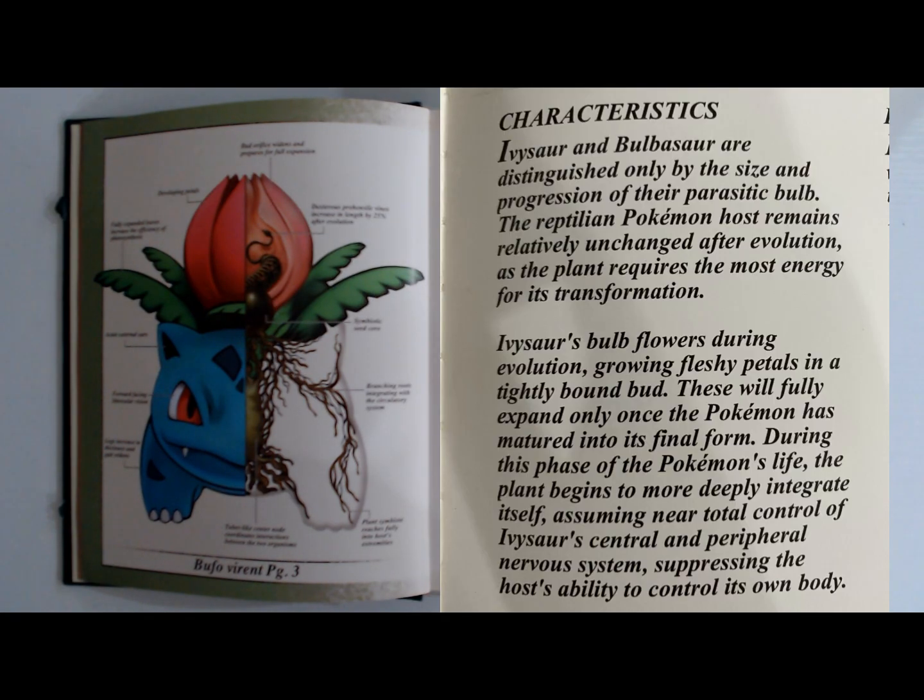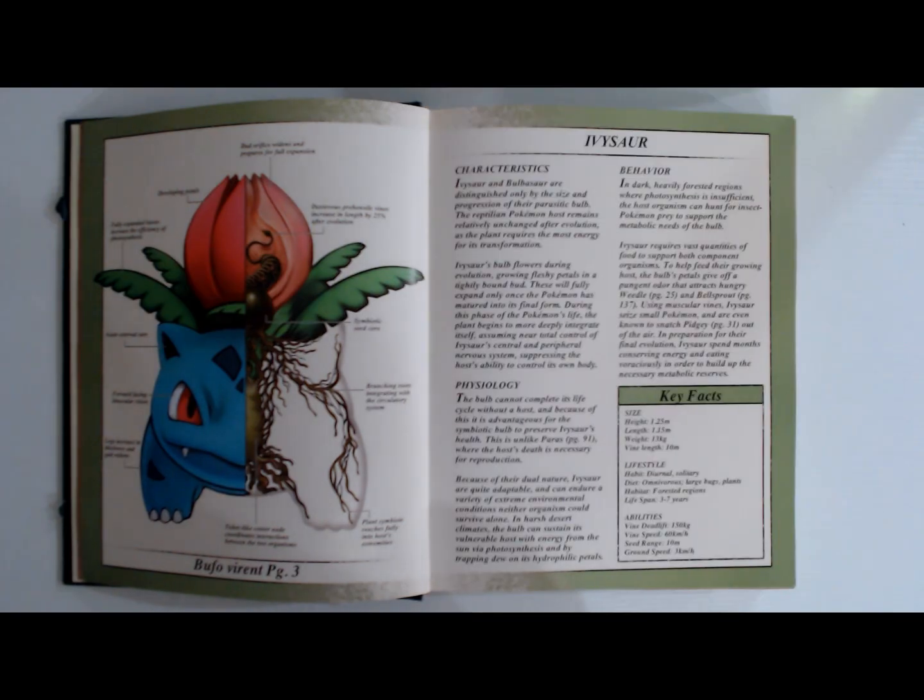Ivysaur's bulb flowers during evolution grow fleshy petals in a tightly bound bud. These will fully expand only once the Pokemon has matured into its final form. During this phase of the Pokemon's life, the plant begins to more deeply integrate itself, assuming near total control of the Ivysaur's central and peripheral nervous system, suppressing the host's ability to control its own body.